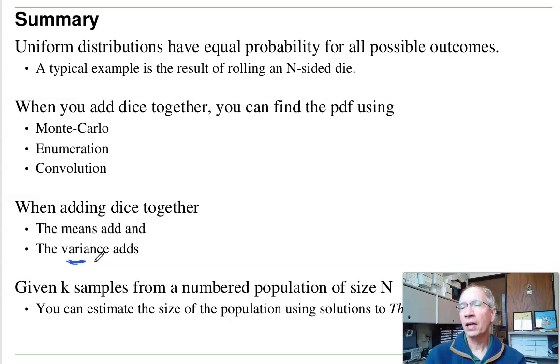And finally, if somebody has a population where each item is numbered 1 through n, I can estimate the size of the population from a sample from that population. That's the German tank problem. With that, that's lecture number 9 for ECE 341, Uniform Distribution.